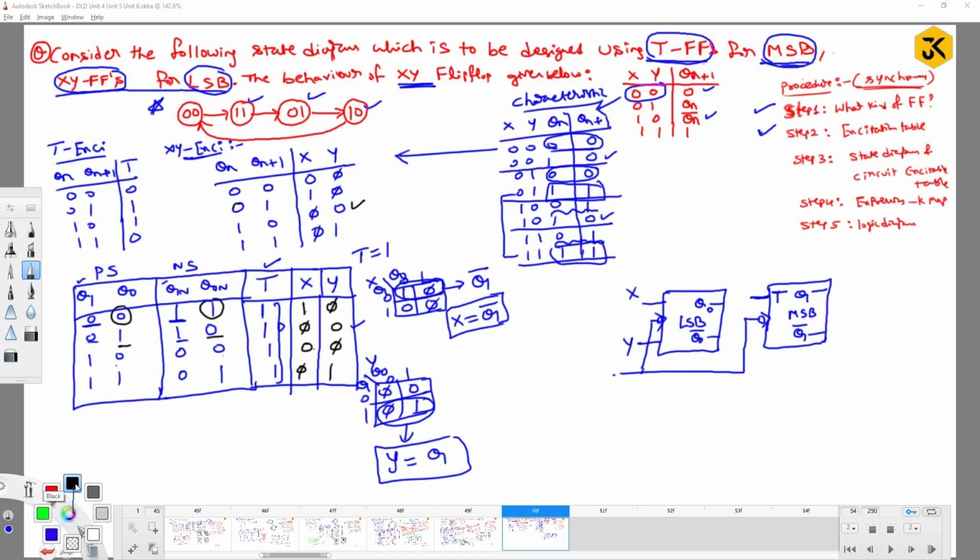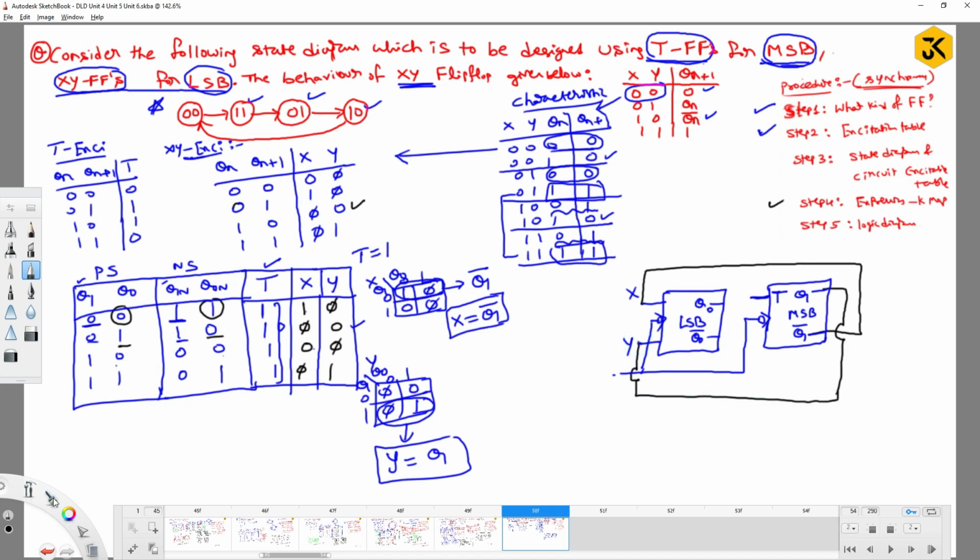Now once you have got the expressions, you can get the circuit diagram. We have written this logic diagram already. You have to combine the values. X value will be Q1 bar. Y value will be Q1. That's it. So this is the corresponding diagram they are expecting you to create. I hope you understood clearly. Thank you.